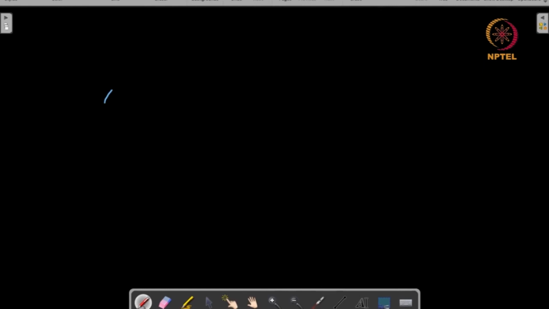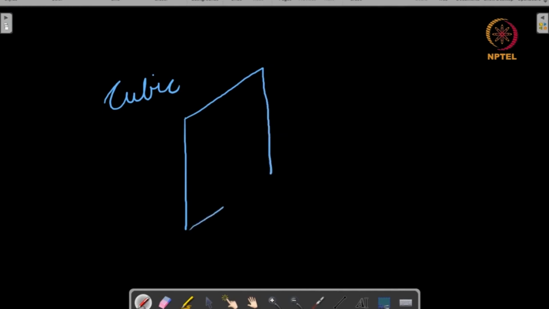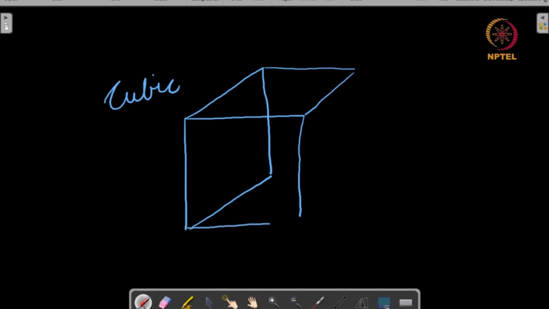Now in the case of a cubic pattern, you can break the crystal along this plane, or you can break the crystal along a 90-degree plane, or you can break the crystal in this 90-degree plane, just like the three faces of a cube. A very good example is halite, which is nothing else but your common salt, sodium chloride.